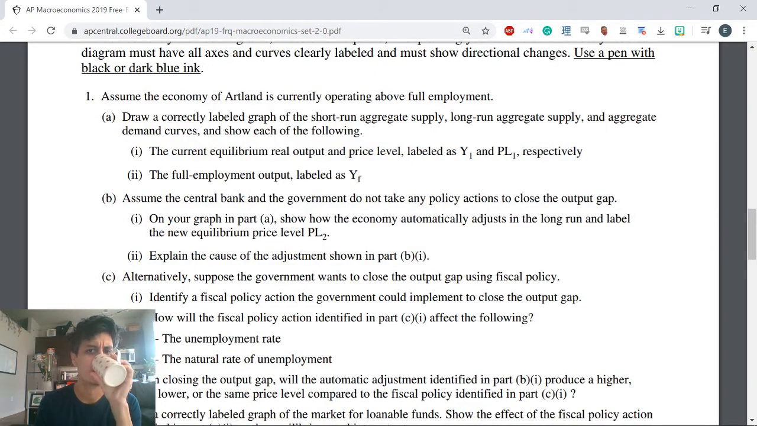C. Alternatively, suppose the government wants to close the output gap using fiscal policy. Okay, identify a fiscal policy action the government can implement. And how will the fiscal policy change the unemployment rate, the natural rate of unemployment? In closing the output gap, will the automatic adjustment identified produce a higher or lower or same price compared?